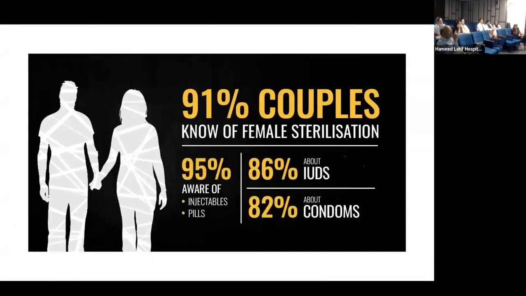And now the interesting thing is, look, 91% of couples know of female sterilization and contraception. About condoms, injectables, pills, there is 90% awareness. 86% about IUDs, 82% about condoms, but they don't use them. So not only do we need to tell them about methods of contraception, but we also need to convince them that it is important for them to use them.